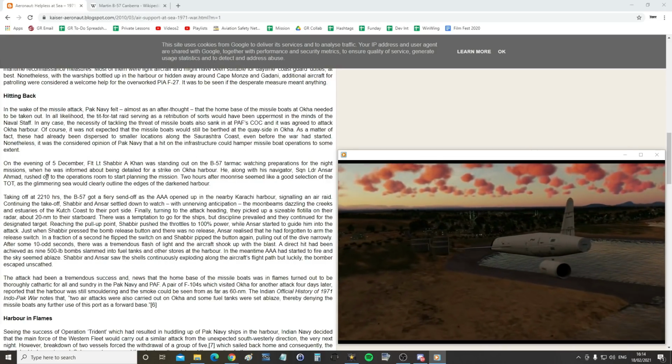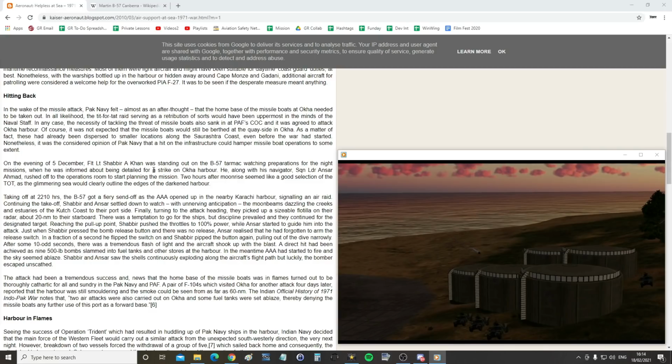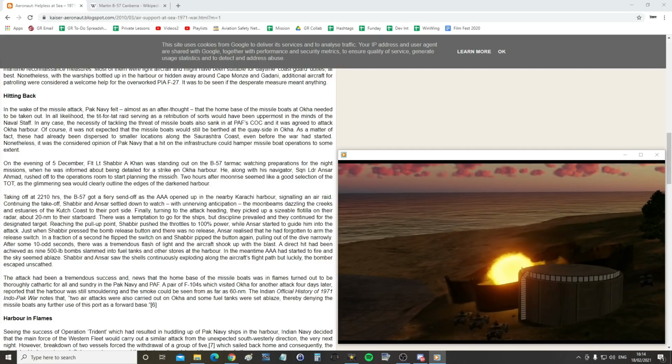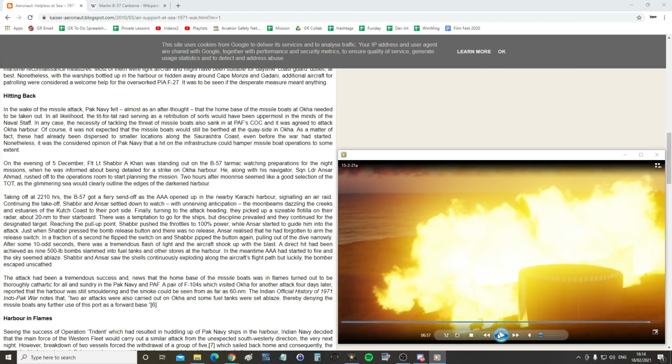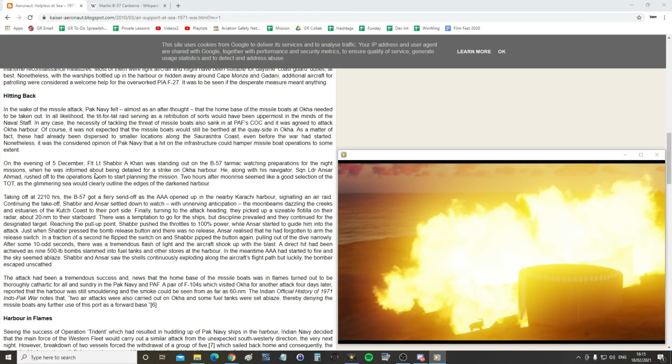On the evening of 5 December, Flight Lieutenant Shabir A. Khan was standing out on the B-57 tarmac watching preparations for the night missions when he was informed about being detailed for a strike on Okha Harbour. He, along with the navigator, Squadron Leader Ansar Ahmed, rushed off to the operations room to start planning the mission. Two hours after moonrise seemed like a good selection of the time on target, as the glimmering sea would clearly outline the edges of the darkened harbour.